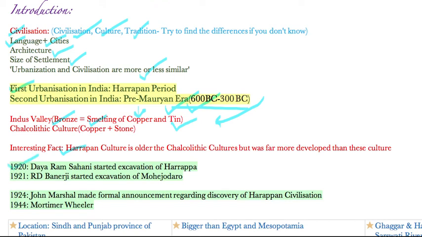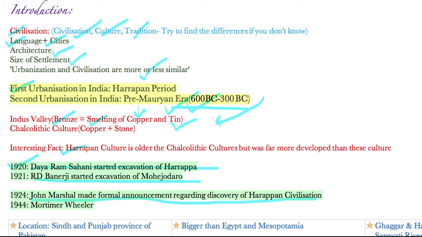Harappa, was excavated. The excavation started under the guidance of Daya Ram Sahni. So you should remember this name. In 1920, the very first city which was excavated, or where excavation started, was Harappa, under Daya Ram Sahni. And in 1921, R.D. Banerjee started excavation of Mohenjo-daro. So this is important. And in 1924, John Marshall made a formal announcement regarding the discovery of Harappan civilization.